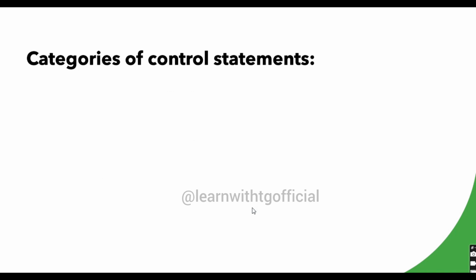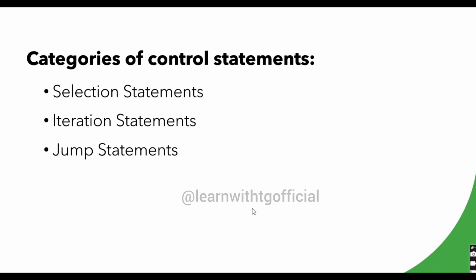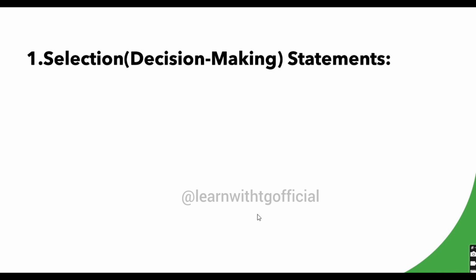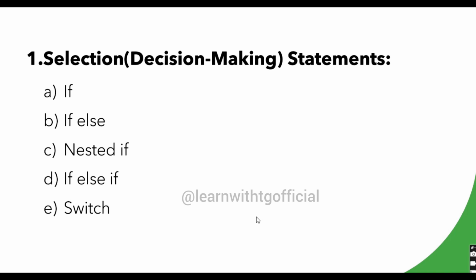There are three categories present in Java. They are selection statements, iteration statements, and jump statements. Selection statements can also be called decision-making statements. This type of statement determines which statement to execute and when. Simple if else, nested if, and switch are the selection statements present in Java.